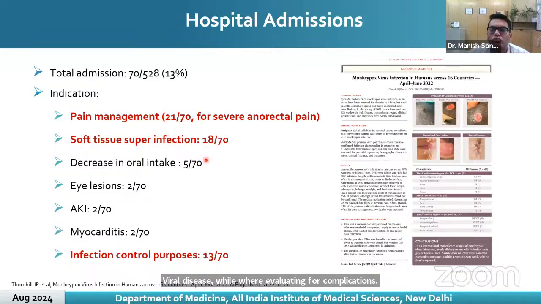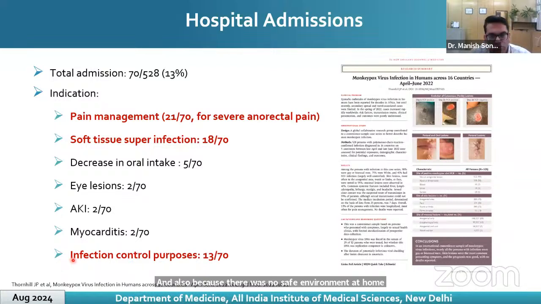So what proportion of patients would require admission? Now, if we look back at what happened in 2022, 13% of patients required admission in this trial involving 500 plus patients. Subsequently, a systematic review and meta-analysis have shown that overall only 6% of patients require hospital admission. The main reasons for admission were pain management and soft tissue superinfection, and also because there was no safe environment at home for infection control practices.